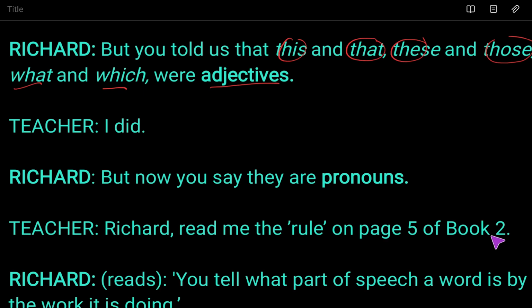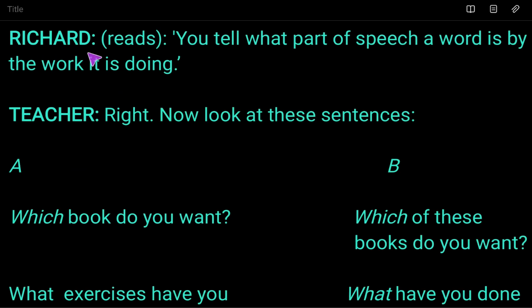What will you get there? There it is written, Richard reads. You tell what part of speech a word is by the work it is doing. That is the main thing. Teacher: Right. Now look at these sentences, then you will easily get your question's answer, meaning Richard's question's answer.